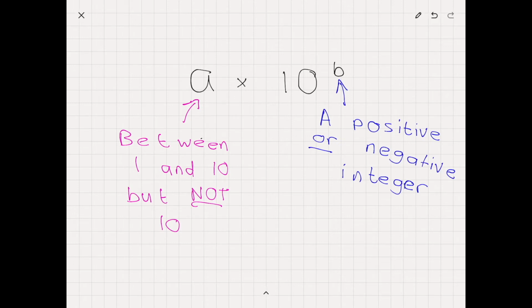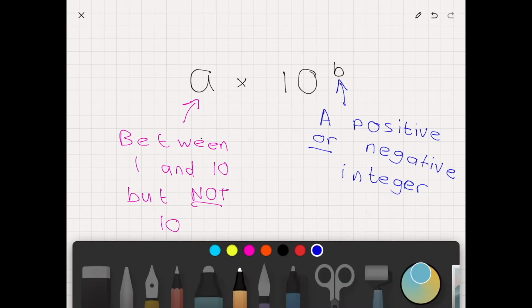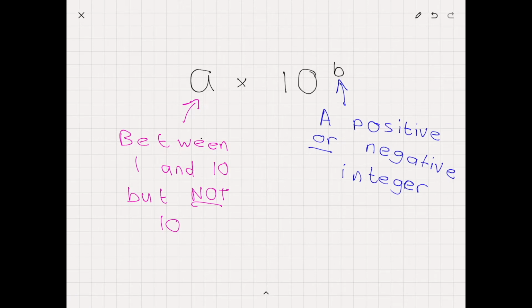So let's go for a few examples here about values which are in standard form and values which are not. So let's go for 7 times 10 to the power of 5. Now, is our a value between 1 and 10 but not 10? Yes. And have we got on that 10 a positive or negative integer as the power? Well, yes, we do. So therefore that one is correct.